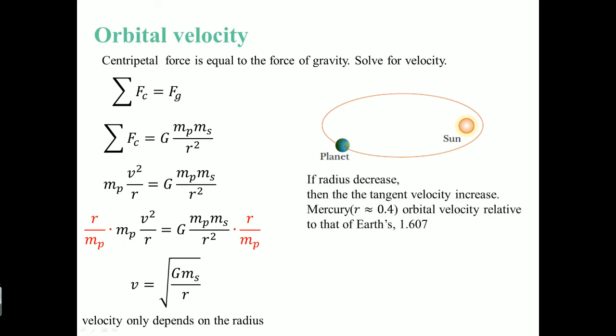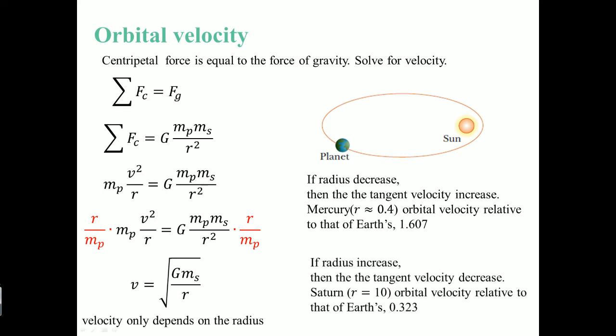If the radius decreases, the tangential velocity increases. This is the reason why Mercury, which has a radius compared to Earth of 0.4, would have an orbiting velocity relative to Earth of 1.607. So Mercury's radius is smaller than ours and it has a larger velocity than ours by 1.6.